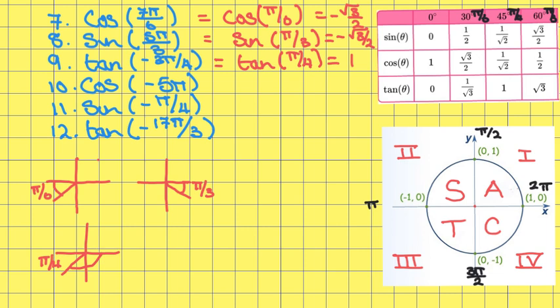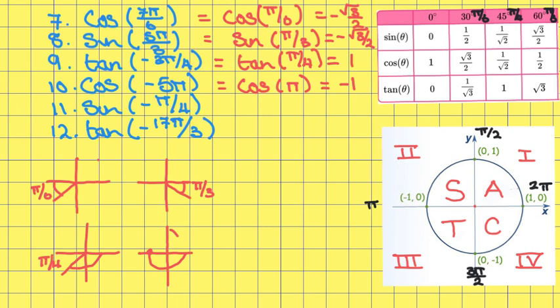Question 10. We want cos minus 5 pi. Well, if we go round, we go the opposite way around the diagram. If we go once round, that will be minus 2 pi. Twice round would be minus 4 pi. So we're going to go another pi would take us there. So that is equal to cos pi. Well, at that point, we know that cos pi is equal to minus 1. It's actually this value here.